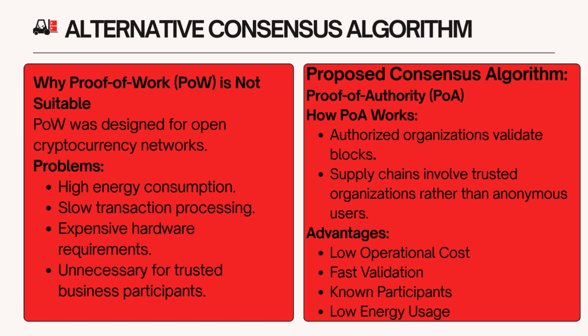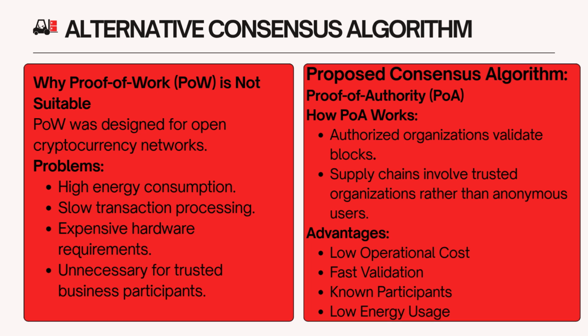How does proof of authority work? In a supply chain, we aren't dealing with anonymous users. We are dealing with known, legally bound, trusted organizations like certified manufacturers, logistic giants, and government inspectors. In proof of authority, these pre-approved, authorized organizations act as the validators who confirm transactions and build blocks.